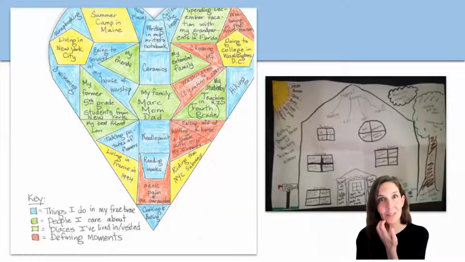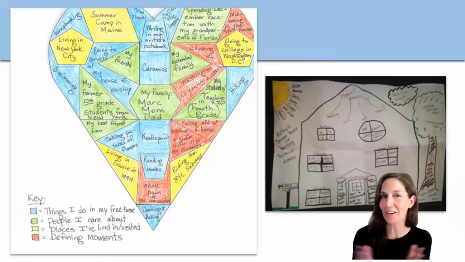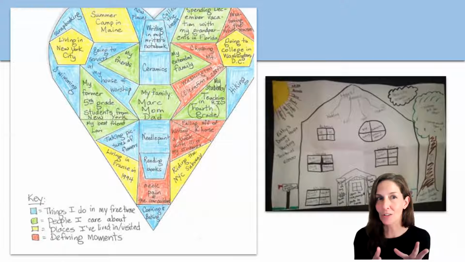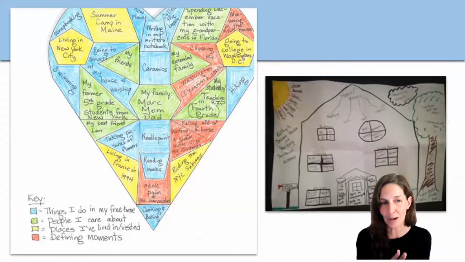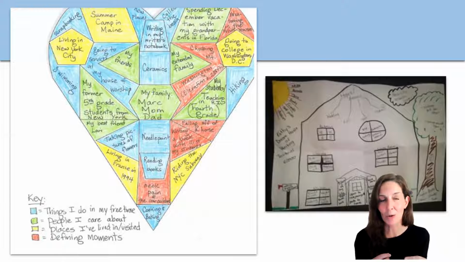So here's an example of a heart map. You can see it's the shape of a heart. And in this example, the student has color-coded different aspects of the heart. Things I do in my free time are blue, people I care about are green, places I've lived and visited yellow, and defining moments are red.